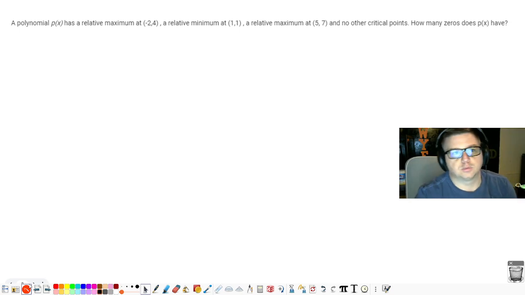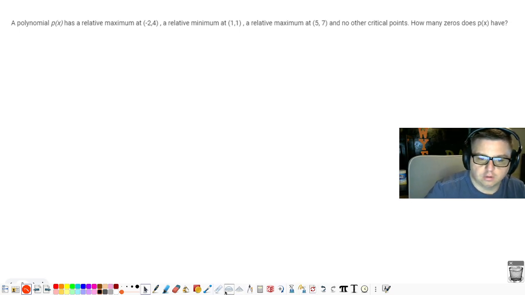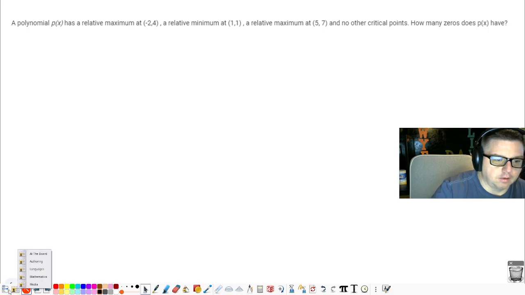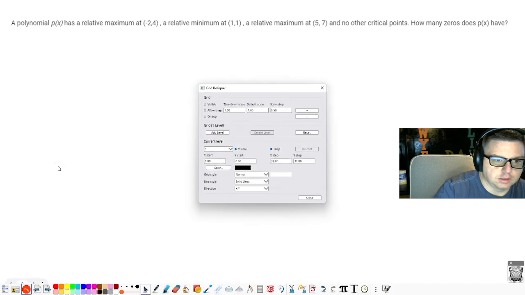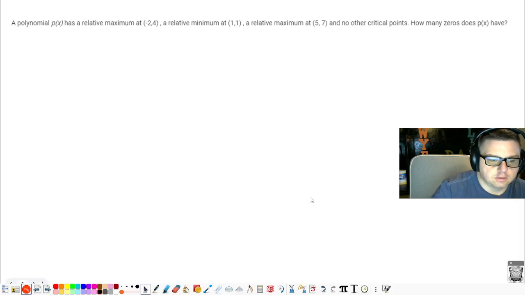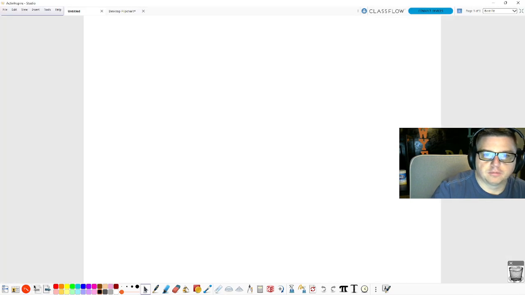Ooh, I liked this one. I thought this one was kind of clever. Can I make the graph? I don't know if this is going to work. I'm going to try. It's grid visible. Close. Yeah, no. Bummer.